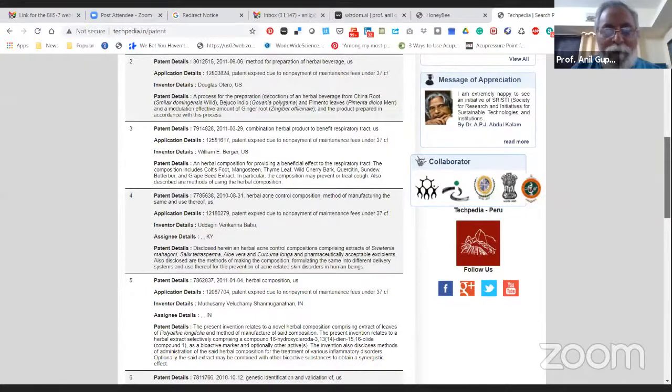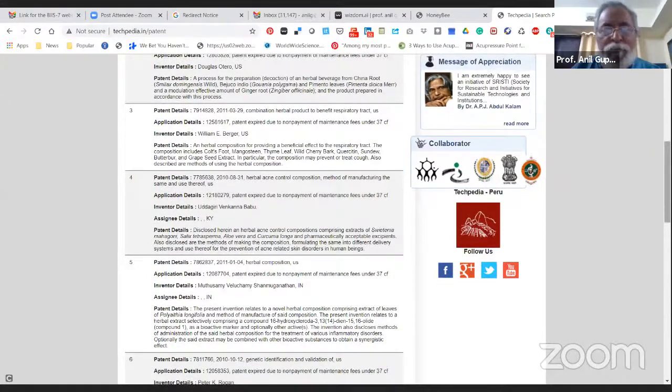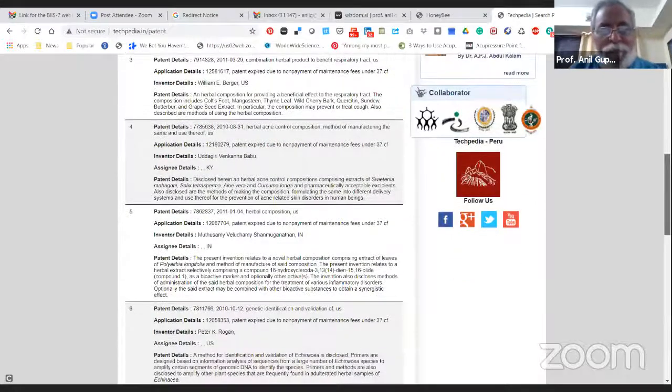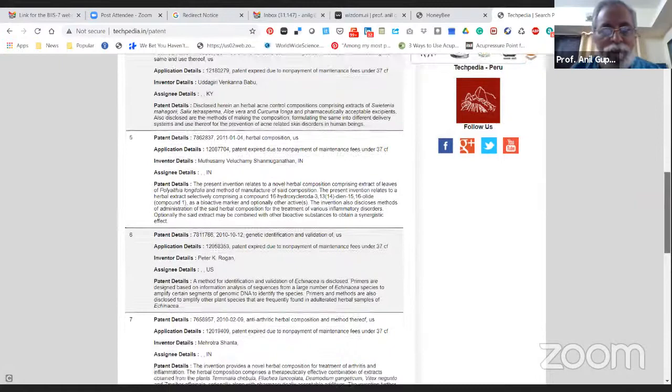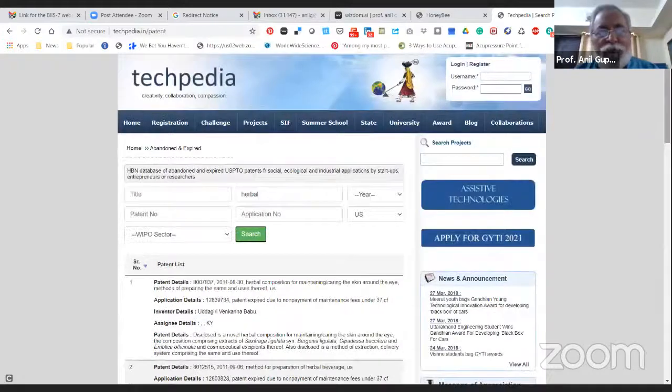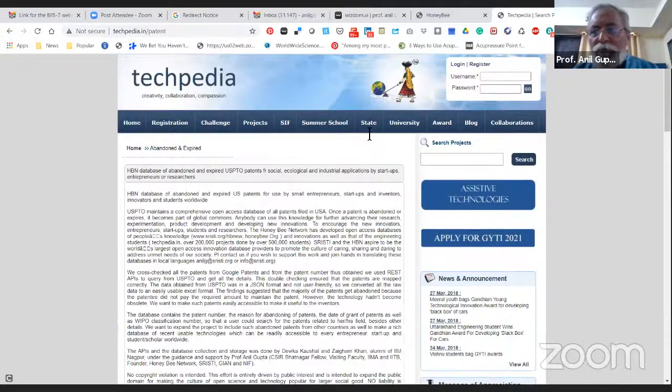Many people who filed this application could not pay the fees for renewal, so they got abandoned. Now they are part of open access. We have put this together with two students, Devika Kaushal and Zaigam Khan. If you want to read how it was developed, all this is mentioned here.